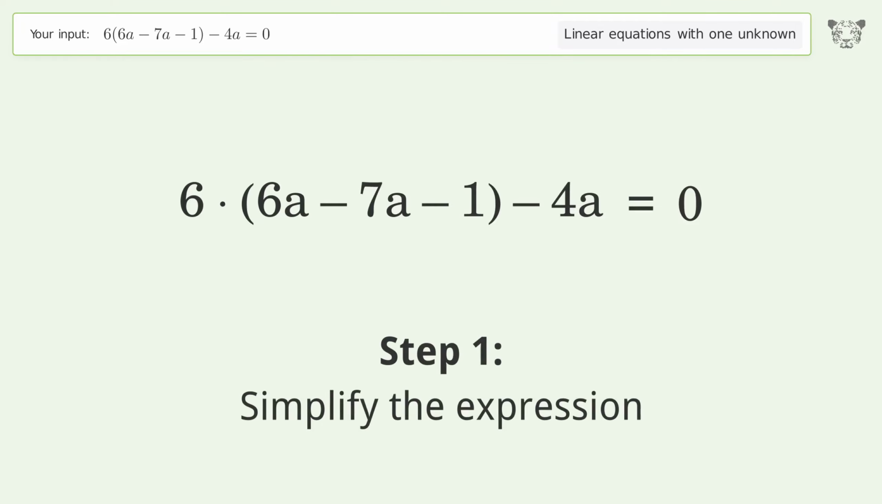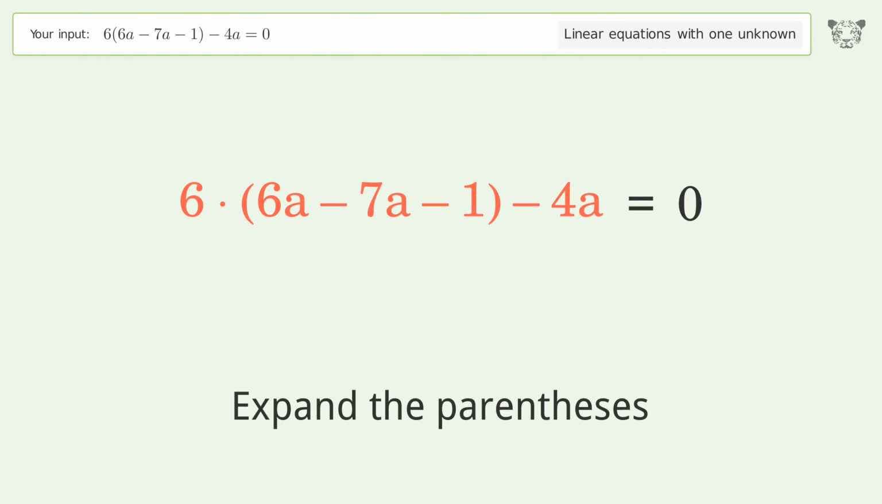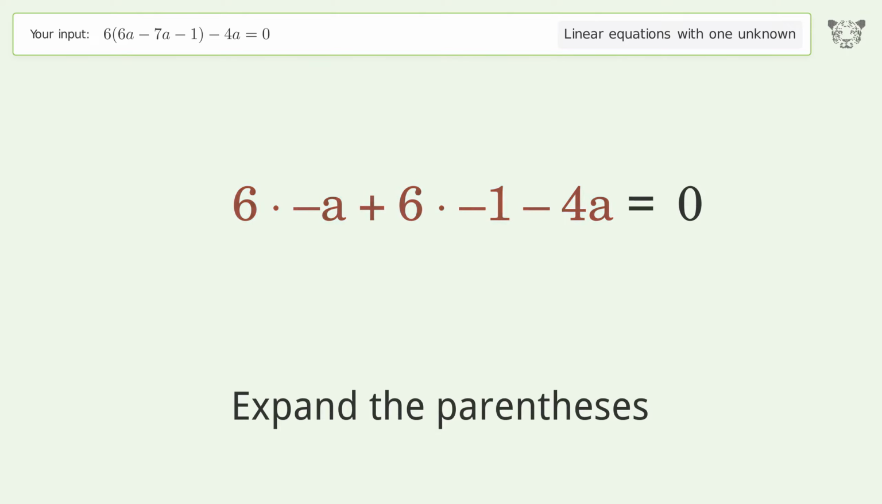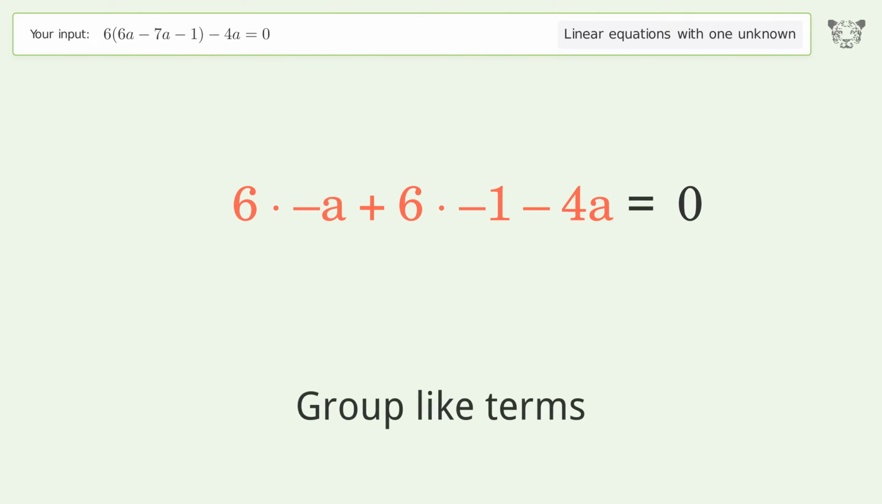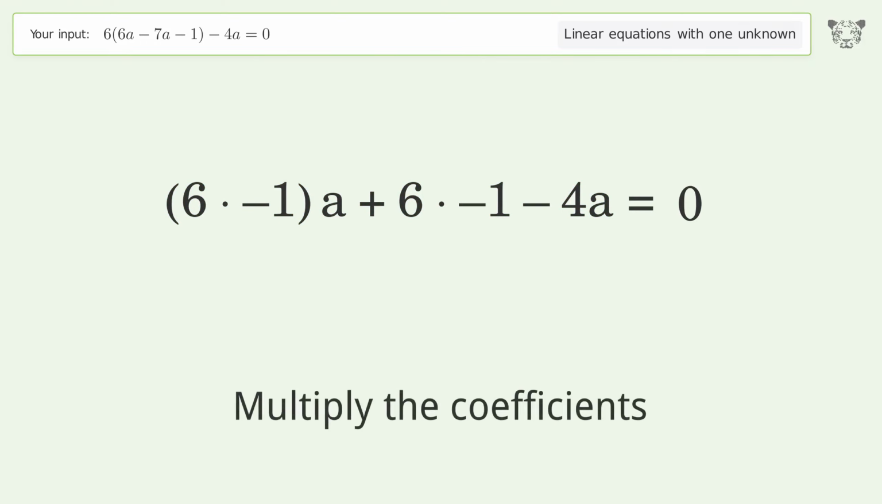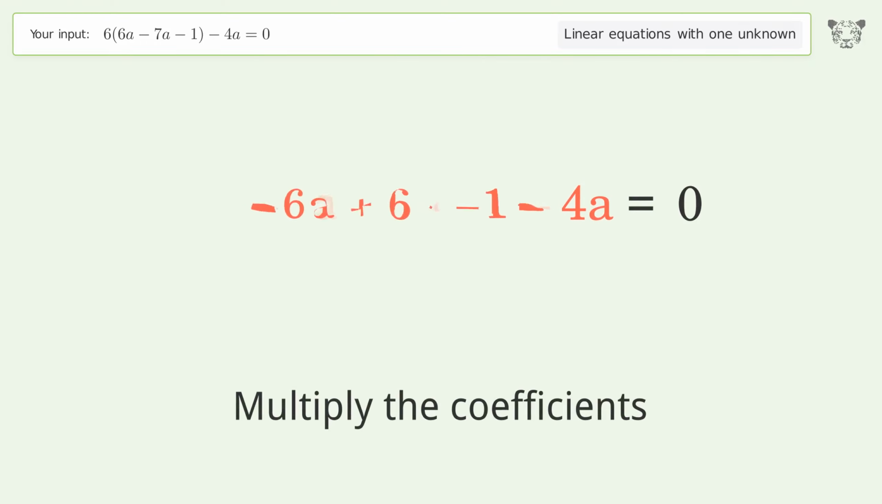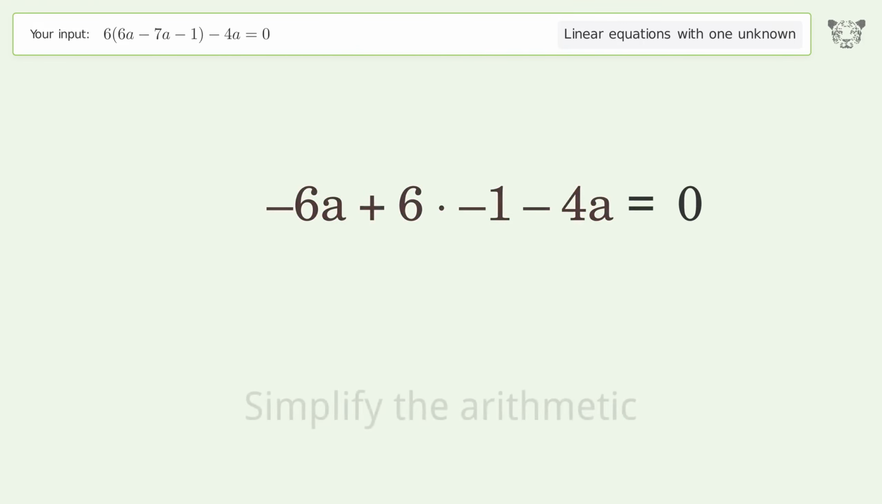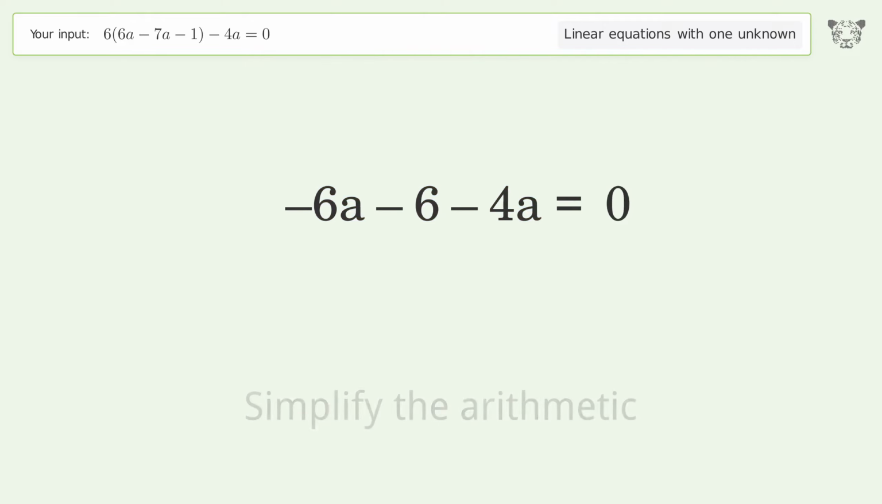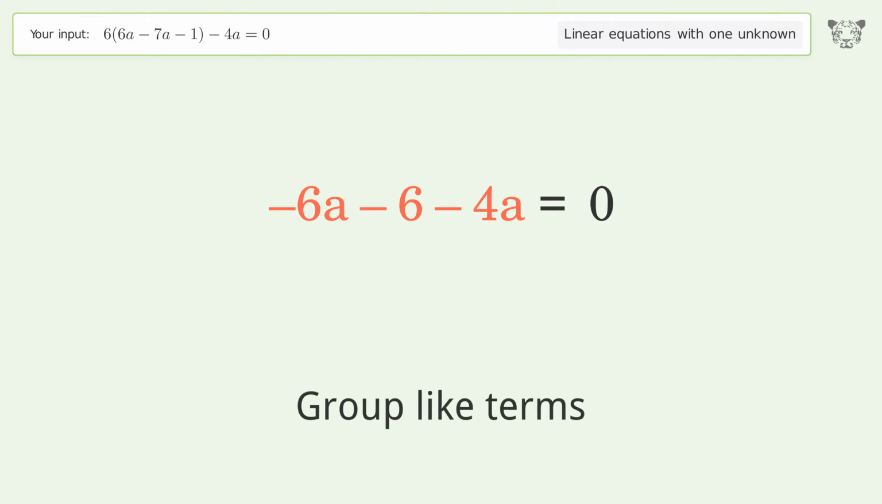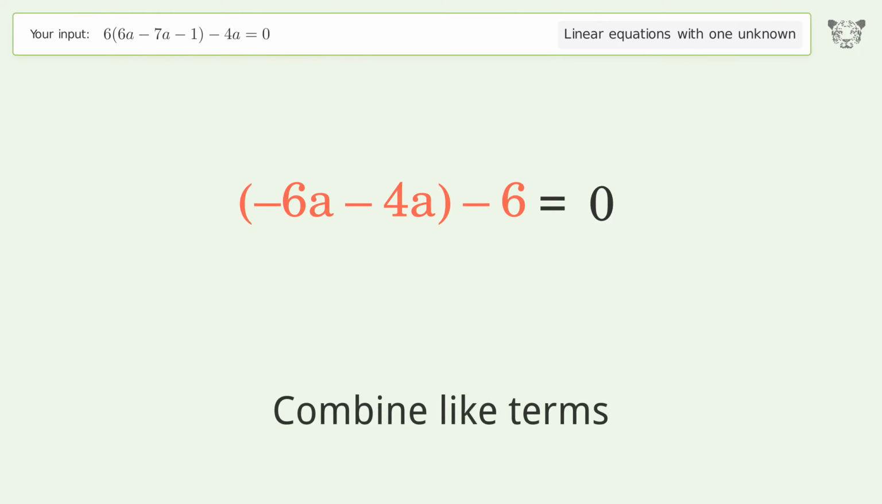Simplify the expression. Expand the parentheses. Group like terms. Multiply the coefficients. Simplify the arithmetic. Group like terms. Combine like terms.